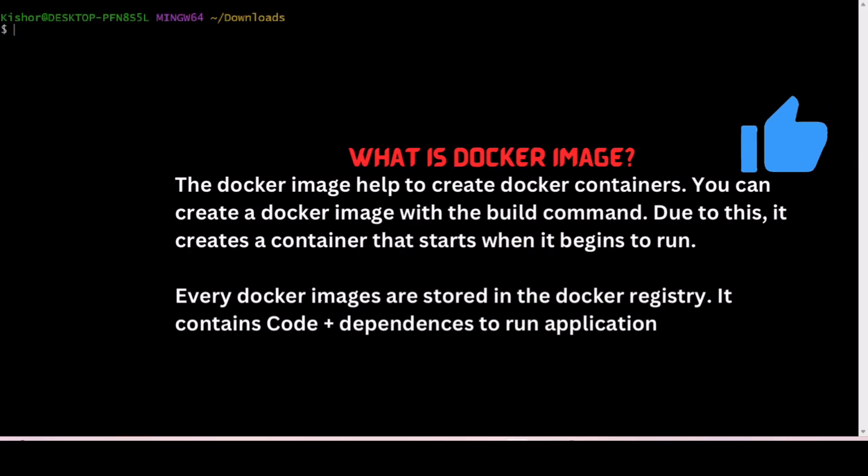What is a Docker image? The Docker image helps you create Docker containers. You can create a Docker image with the build command. Due to this, it creates a container that starts when it begins to run. Every Docker image is stored in the Docker registry. It contains code plus dependencies to run an application.